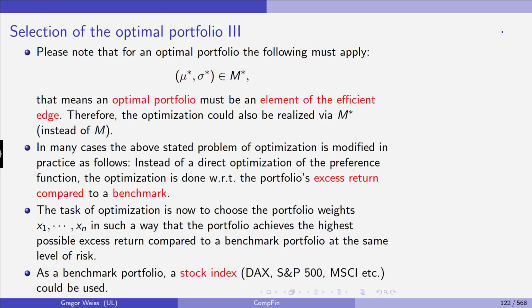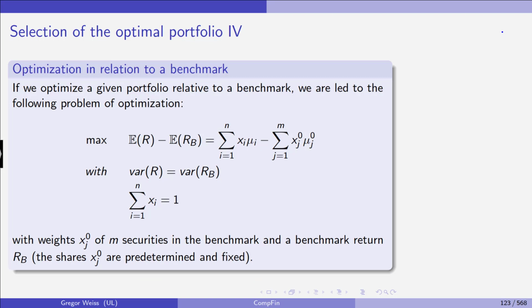So the task is now to choose the portfolio weights x_n in such a way that the portfolio achieves the highest possible return in excess of what the S&P 500, for example, would have returned. And usually you take a stock index, DAX 30, S&P 500, and so on. Okay. Now, that's the optimization relative to a benchmark.